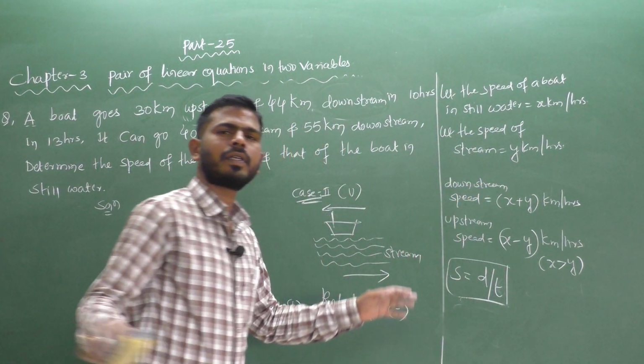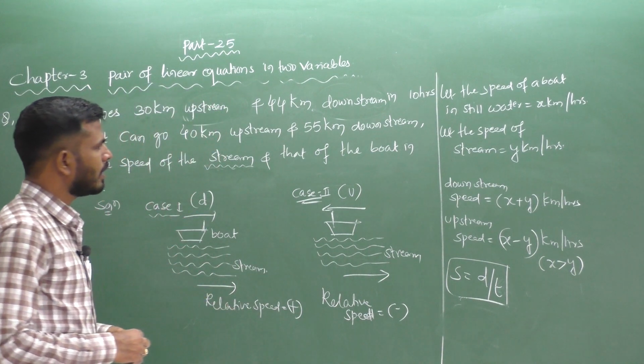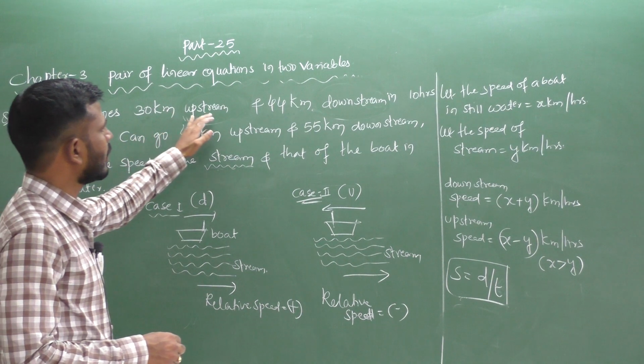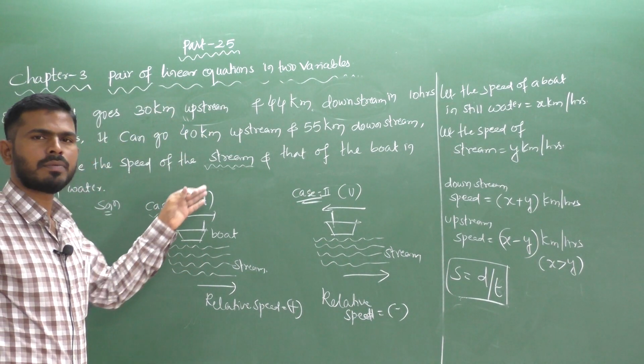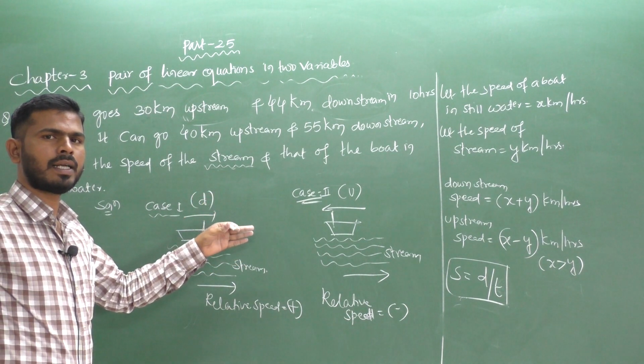In this problem you can use this formula, speed equal to distance by time. The first condition given here is a boat goes 30 km upstream. First you have to note down which one is the downstream and which one is the upstream. So first you have to note it in your classwork.